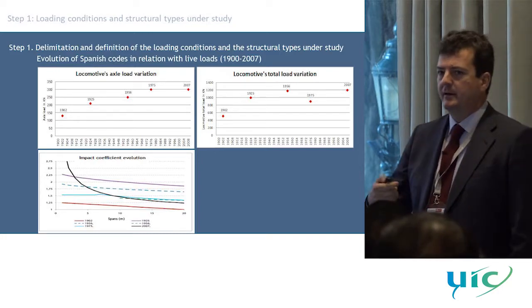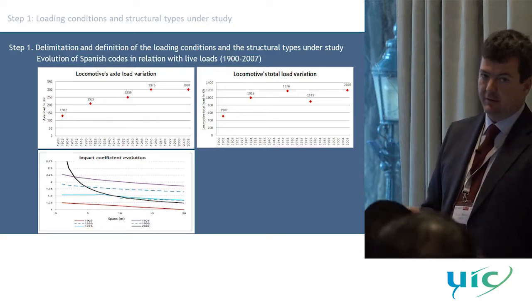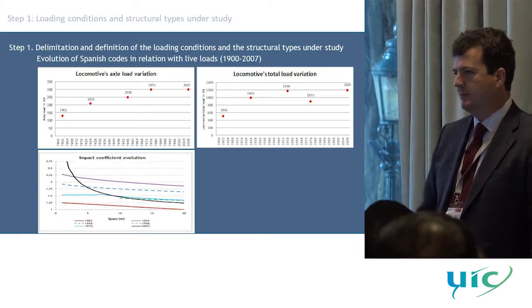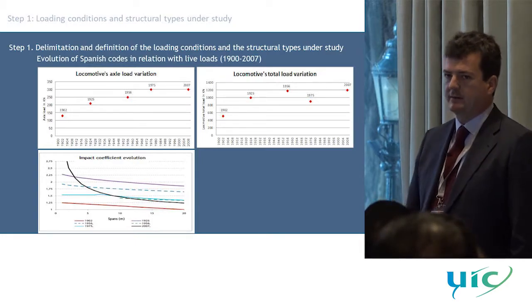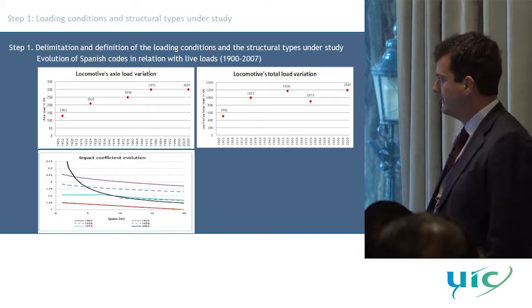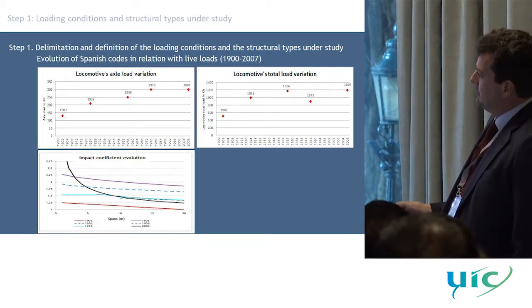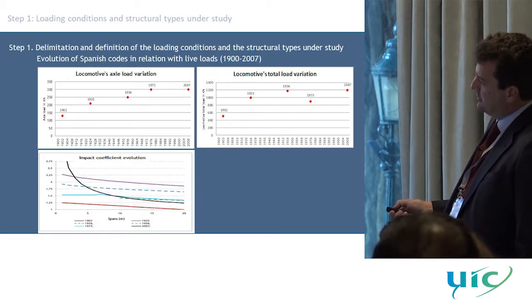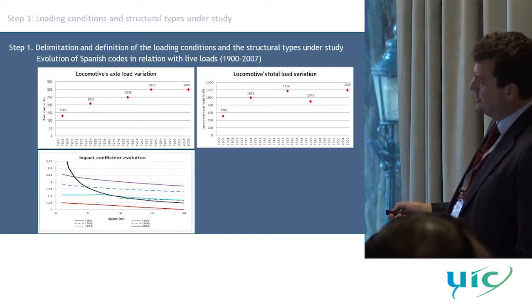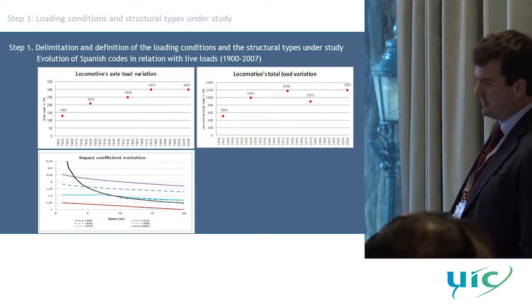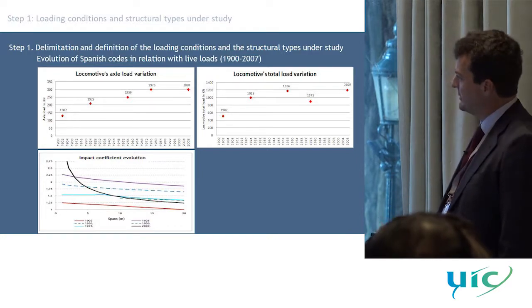We didn't have any codes before the 20th century. There were more special prescriptions for lines. They were private lines, like here and in France. But starting the new century, the 20th century, we started to have some kind of general codes issued by the government. This is a Spanish case, but the French and the Italian are very, very similar.